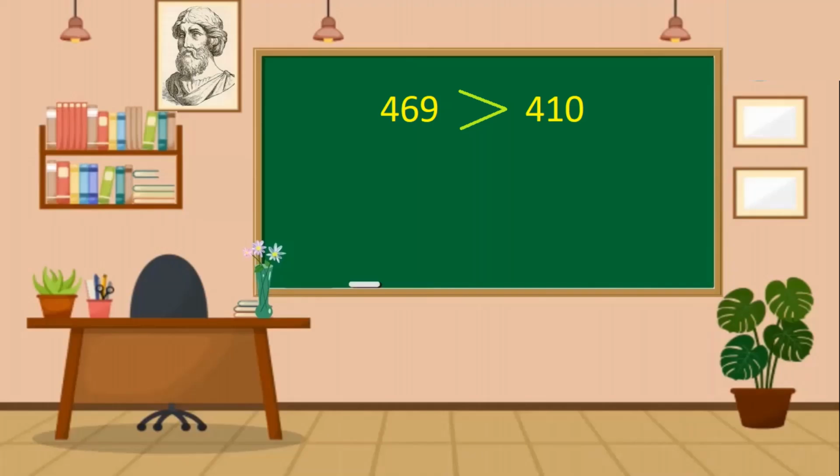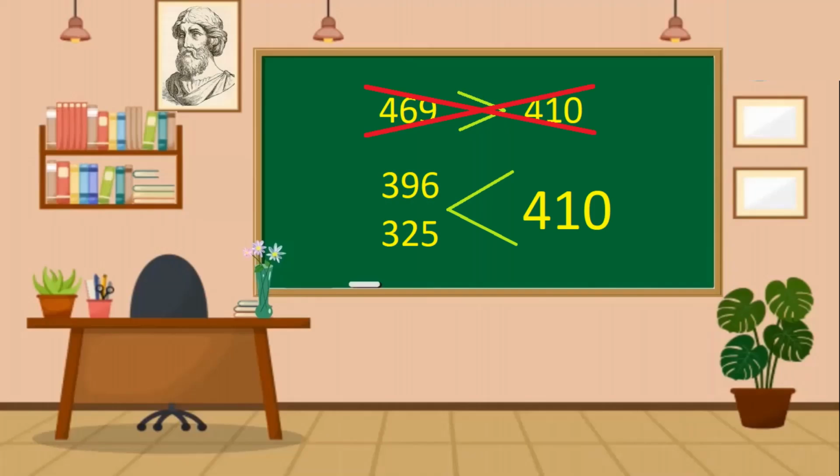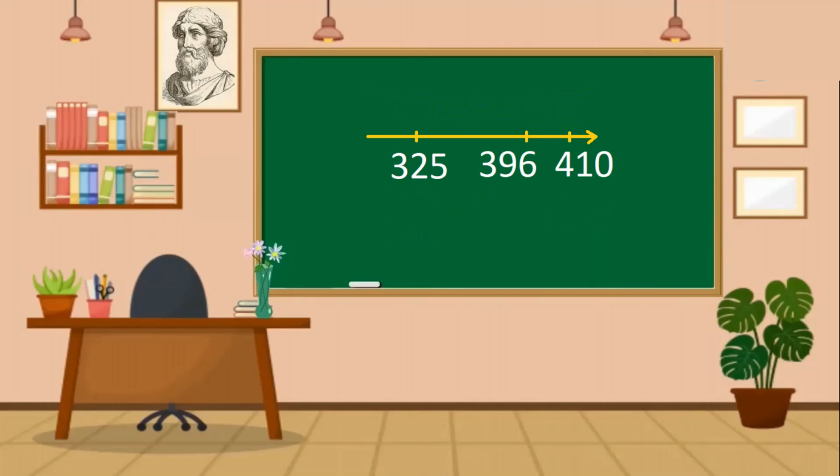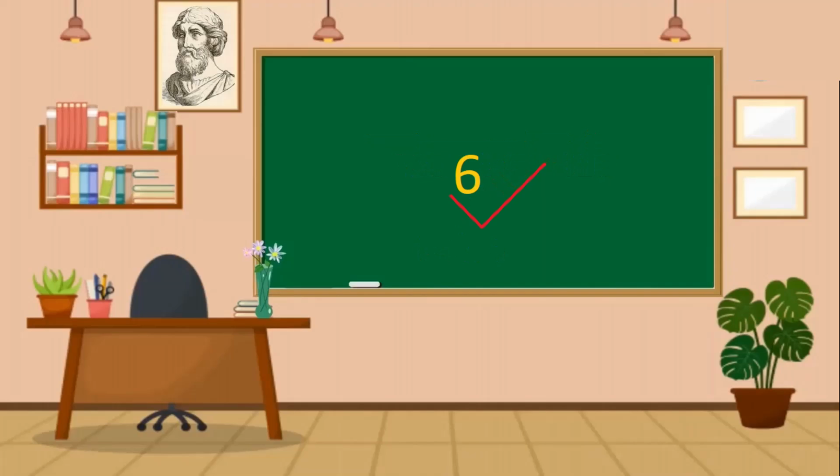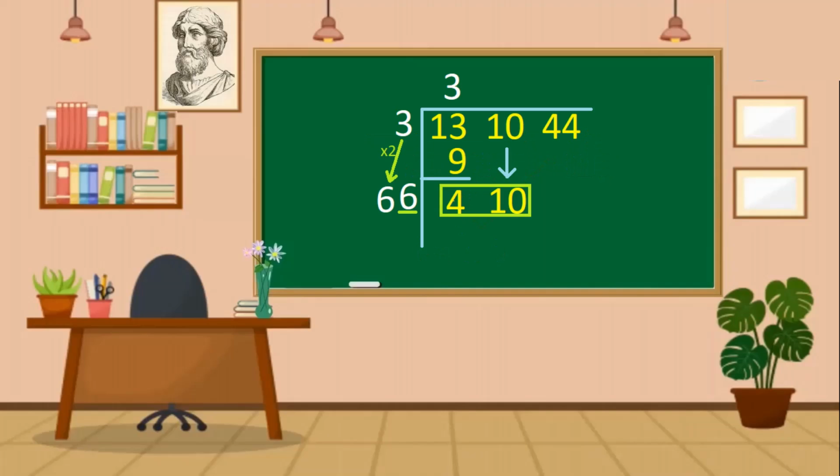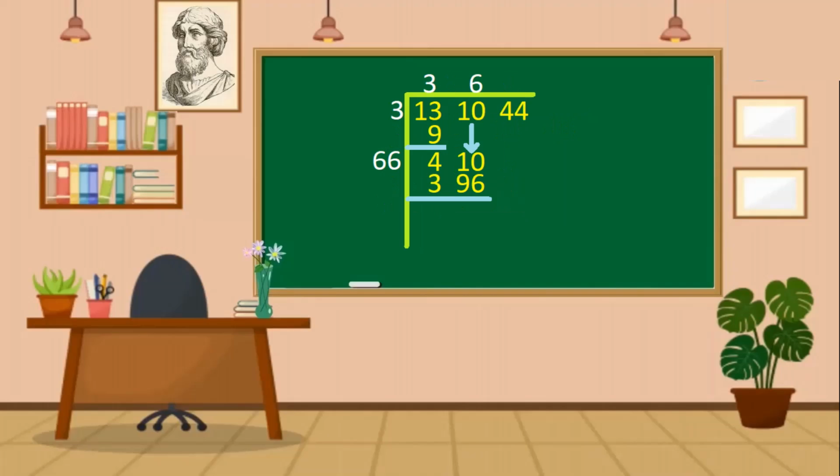469 is greater than 410, so it's invalid. 396 and 325 are less than 410, and 396 is closer to it than 325. So 396 is the most suitable product, which comes by 66 times 6. Therefore we can fill this space with 6, so it becomes the second digit of the expected square root. Then subtract 396 from 410 and write it down here.